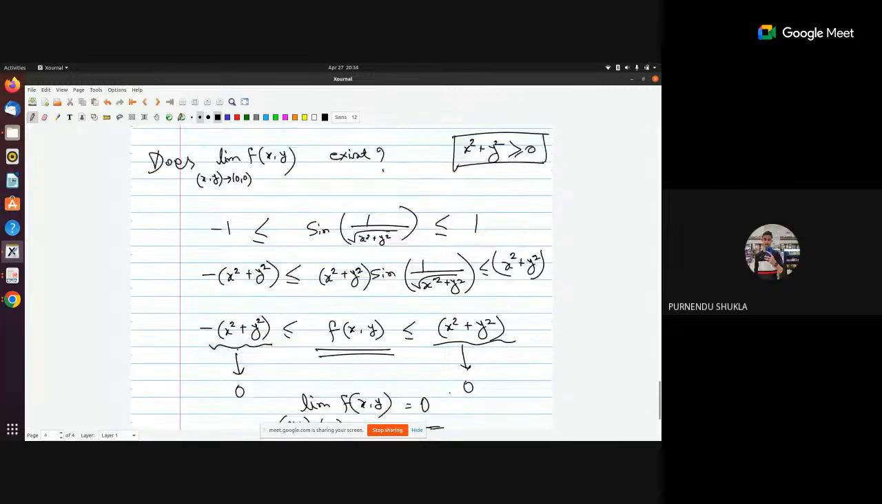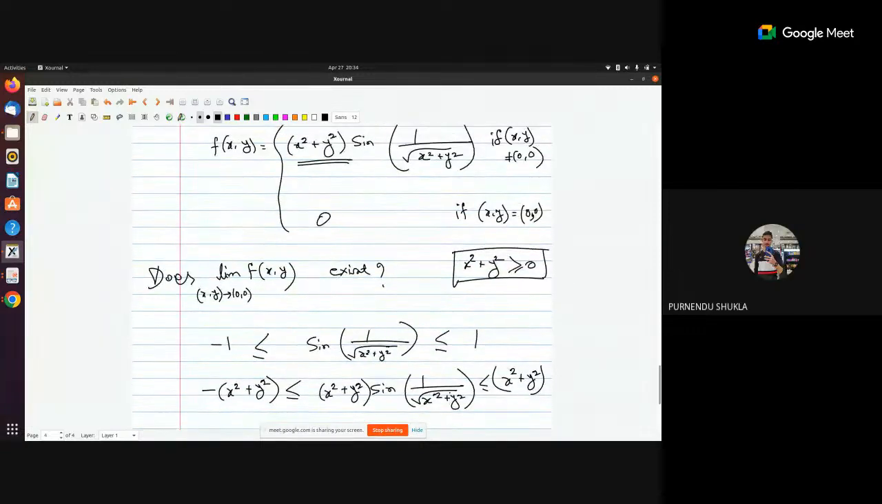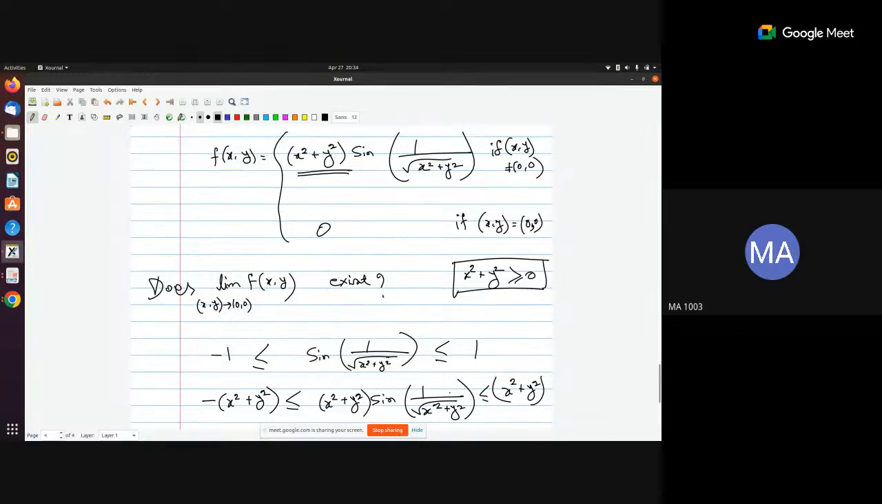Sir, x square plus y square, if we are taking the limit, this one under root x square plus y square is not going to infinity, right? Because we are approaching zero, we are not at the origin. So this is some value which may be large enough, but when we apply sine on that large number, it will again come between one and minus one, because the sine function is continuous through minus infinity and plus infinity, and it is always in between one and minus one, right? Yes.